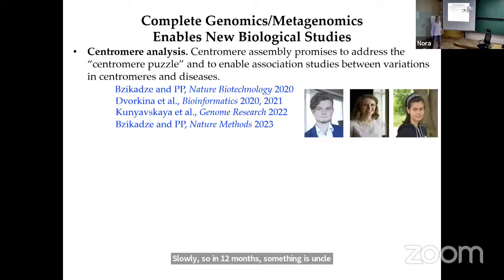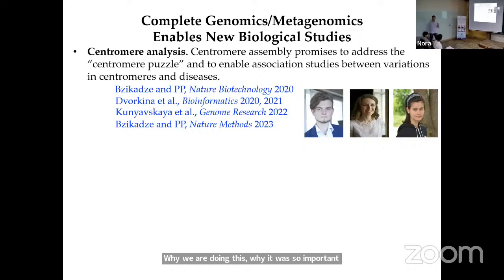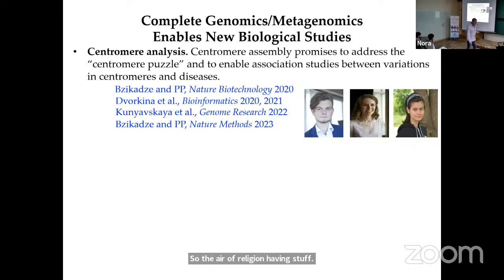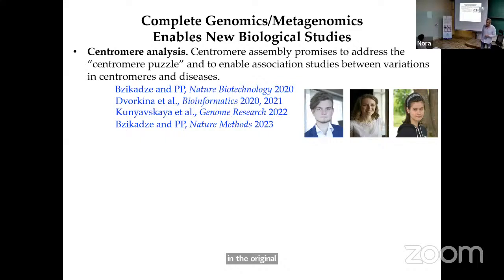But before we go into this, we should always remember the biological application, why we are doing this. Why it was so important to completely sequence the human genome, so the era of complete genomics started. So in the original draft human genome with many gaps, the most prominent gaps were centromeres.